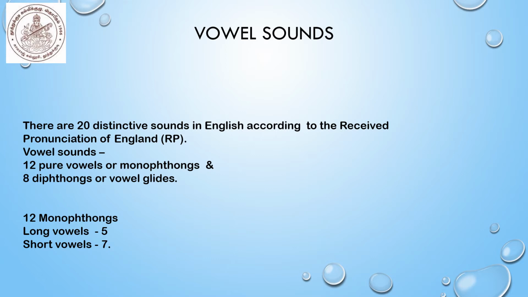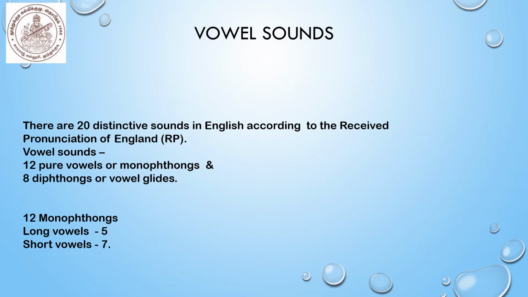So vowel sounds are further categorized into two, monophthongs and diphthongs. 12 pure vowels or monophthongs are there and 8 diphthongs or vowel glides are there. These monophthongs have only a single vowel sound in their pronunciation. There is no shift or glide from one sound to another while pronouncing the vowels. But in diphthongs, the sound glides from one to another.